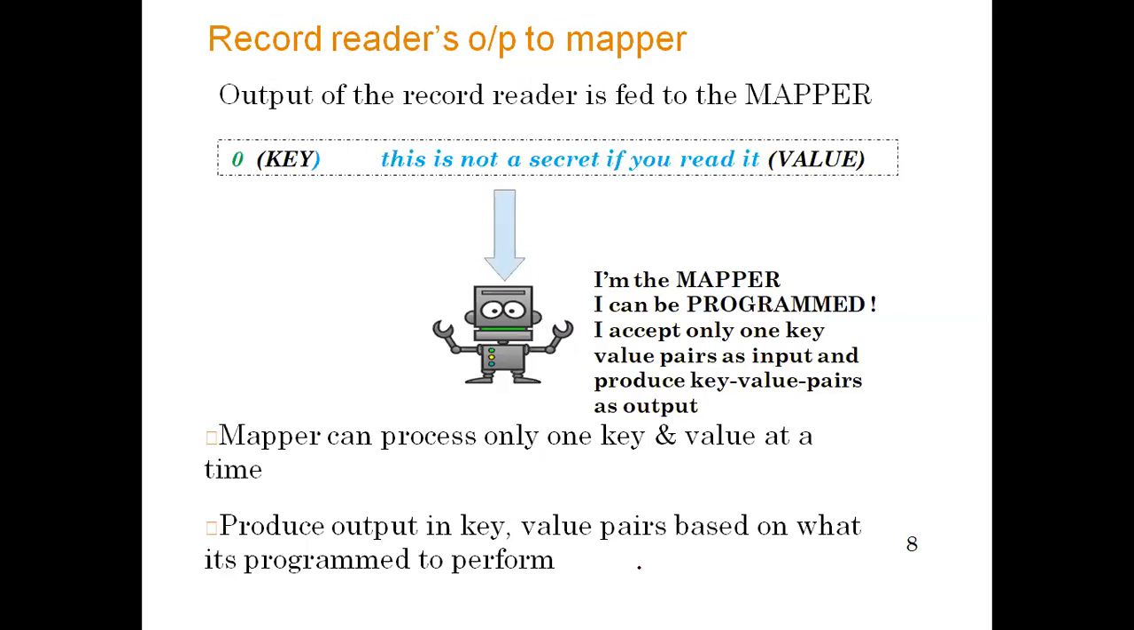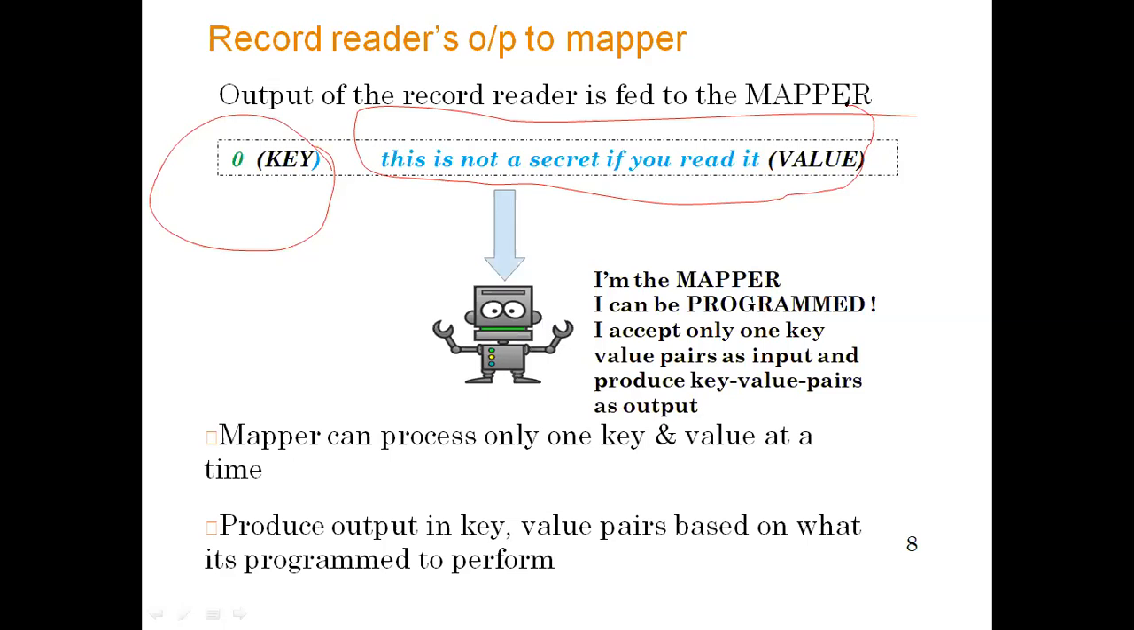Next, when the record reader reads the first line, it produces two outputs. First is a key, which is represented in green color here. The second output is the value. In our case, this is "not a secret if you read it." This was the first line, and we have represented it with the blue color. So this is the value.